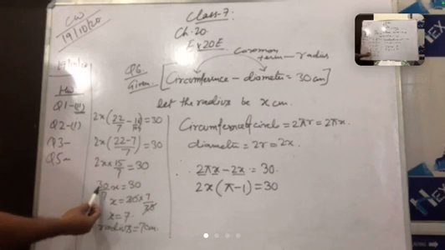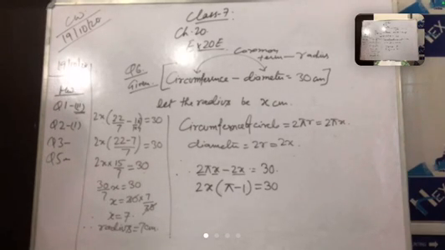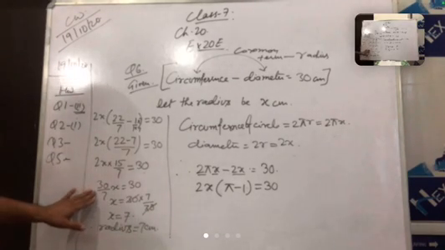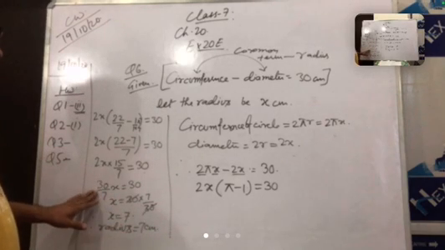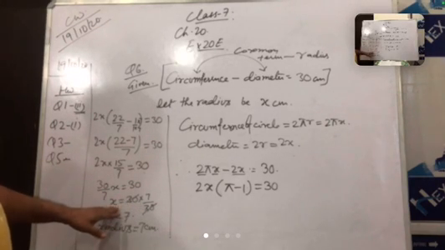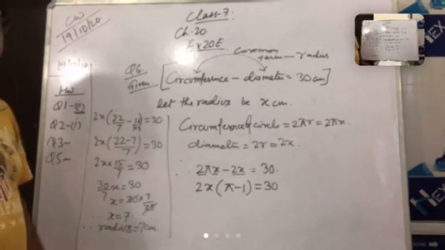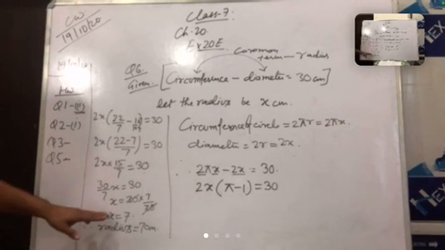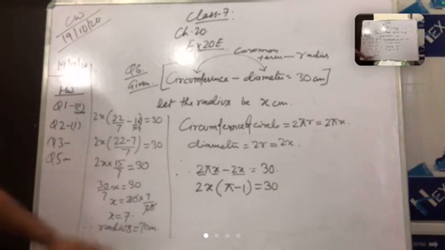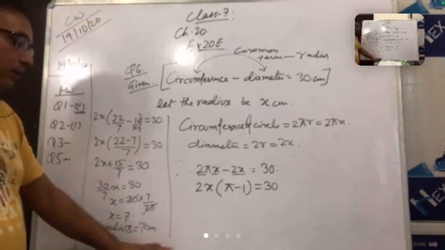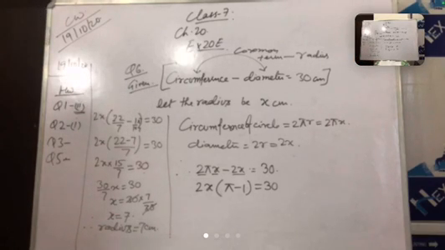So 15 2s are 30. 30 upon 7 is equal to x. And if we transfer 30 upon 7 to the other side, it is x is equal to 30 multiplied by 7 upon 30. Now 30 30 cancel, x is equal to 7, therefore the radius is equal to 7. Now clear?